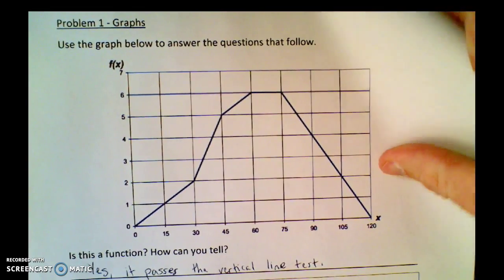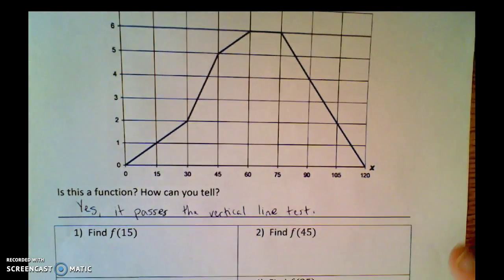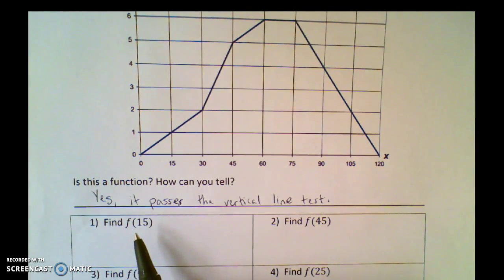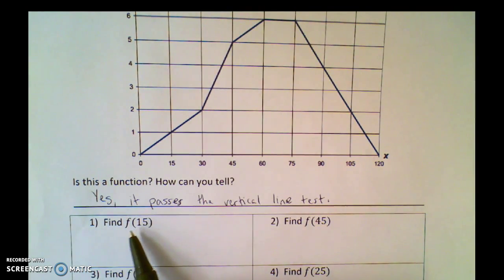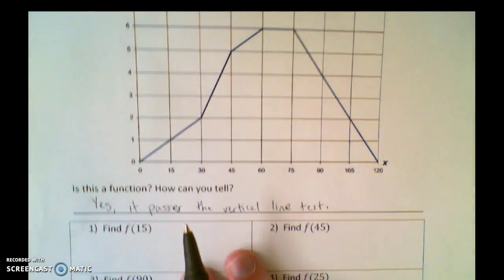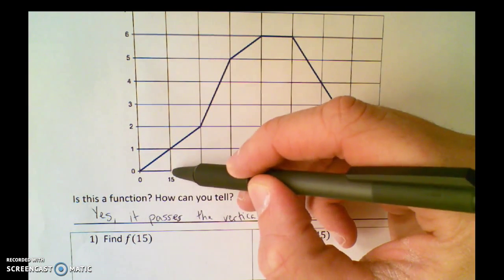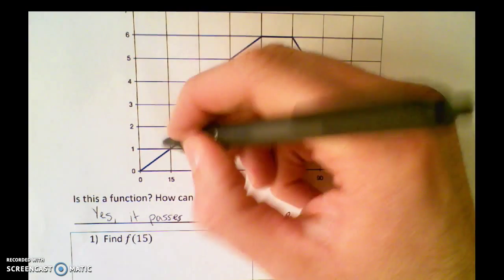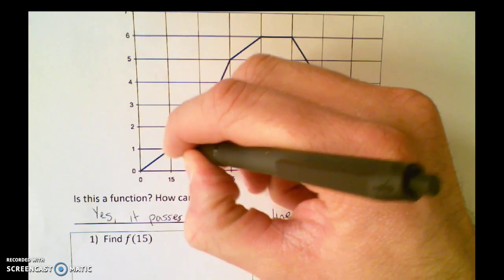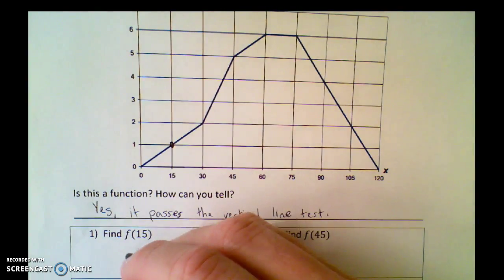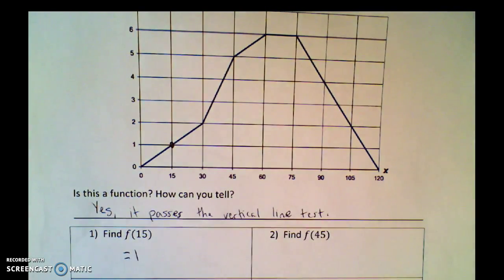Alright, so the first one asks for you to find f of 15. So remember, I don't multiply. This isn't an operation, this is just notation. It's saying, what is my output when my input is 15? So if you look at your graph, your inputs are on the bottom, the horizontal axis, the x-axis. When x is 15, what is my output on the graph? And the output matches up with 1. So f of 15 equals 1.